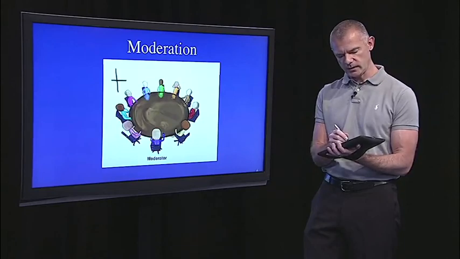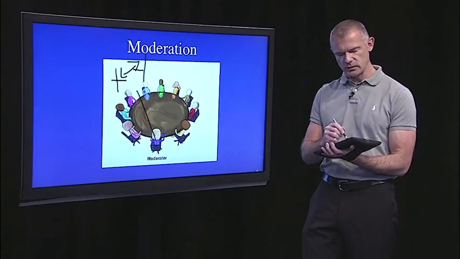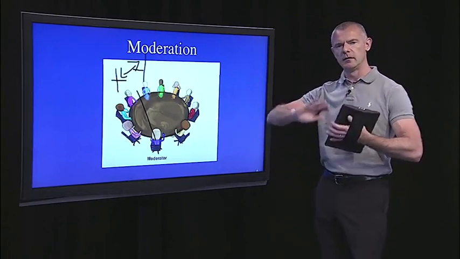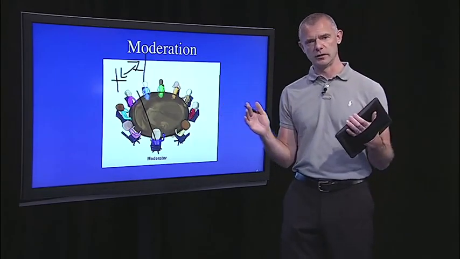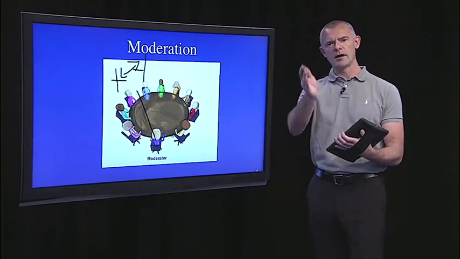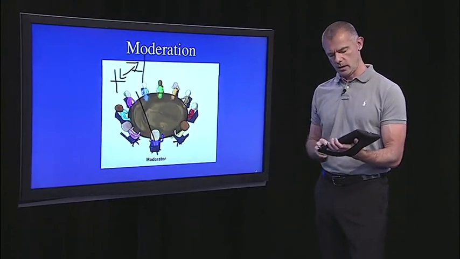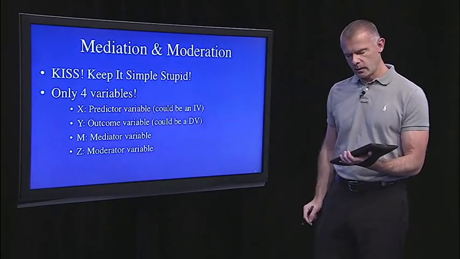If we have, say, x and y, and say these are correlated, the moderator can just zap that. The moderator can say, nope, it's not correlated under my roof, or it can say, hey, I'm going to enhance that correlation. So the moderator has influence or control over another relationship.